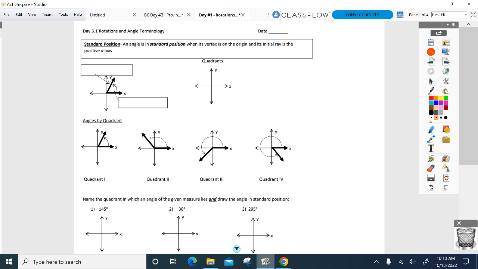Here's what we're doing today. Taking an angle and graphing it on an XY axis. That's what we're going to do. Take an angle of 56 degrees. Show me what it looks like on the XY axis.